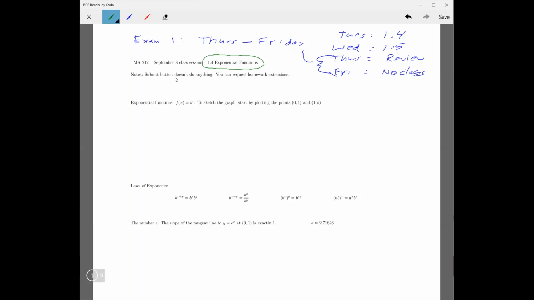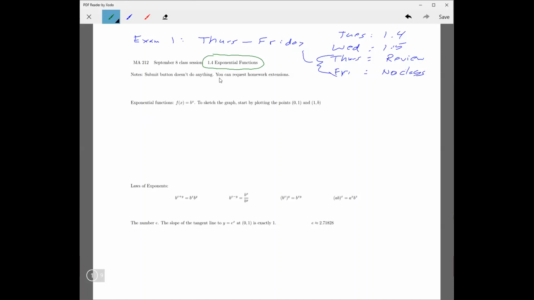Once you get a green check mark on all the parts of the problems, then basically that assignment is submitted. That assignment is updated. So whatever green check marks you have, those are counted already.